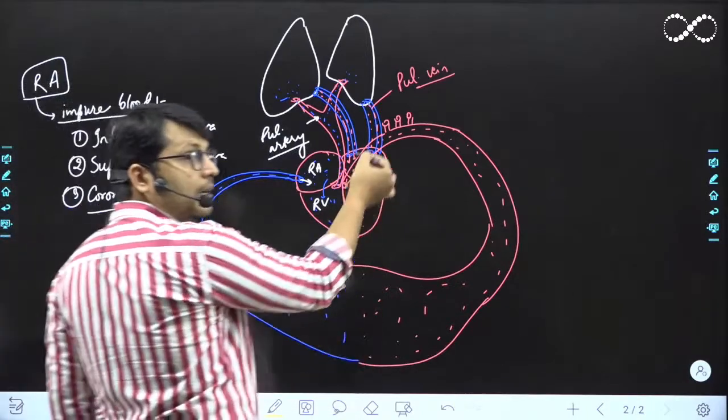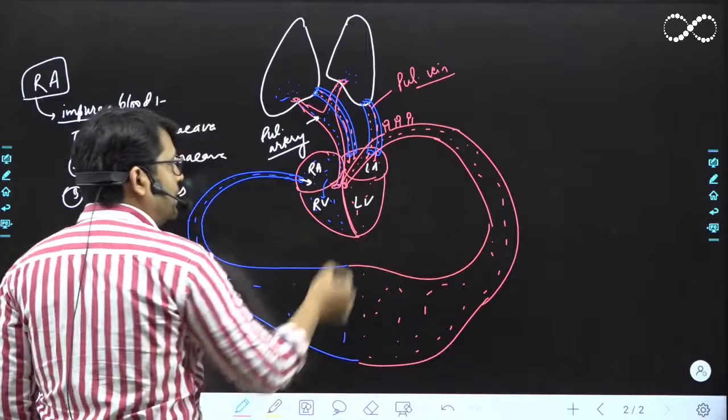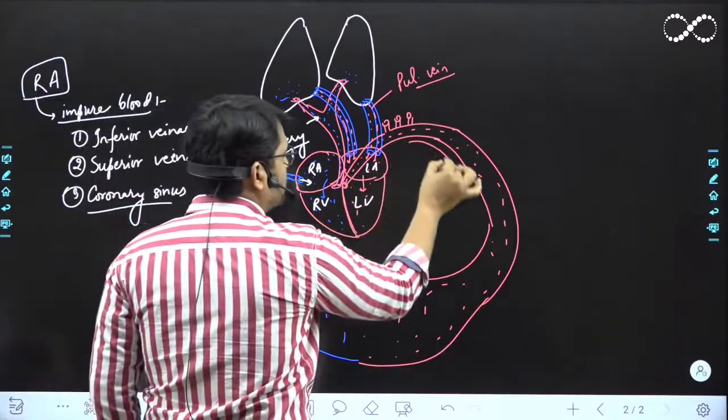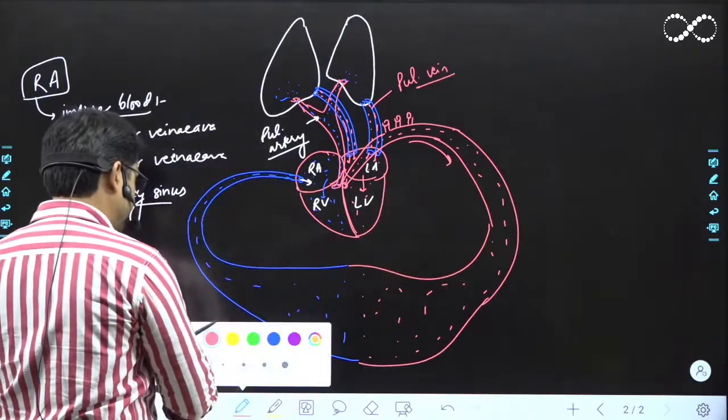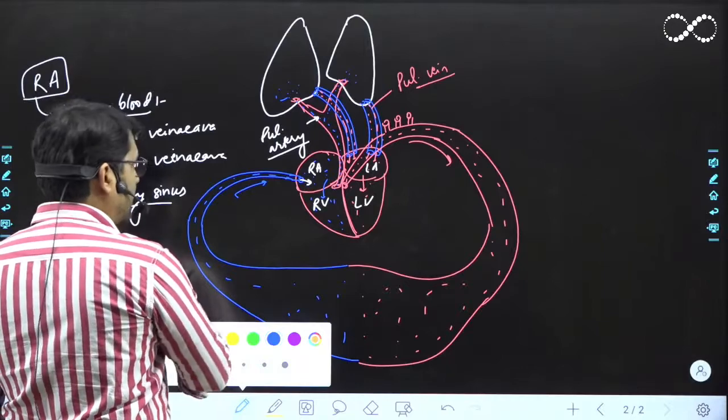ठीक है, कहाँ आ गया? This is coming into the left auricle. Left auricle से ये कहाँ चला आया? Left ventricle. And then left ventricle से it goes all through the body. समझ में आ रहा है? So this completes the circuit.